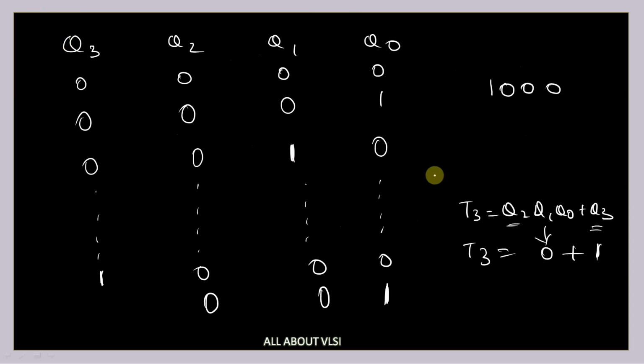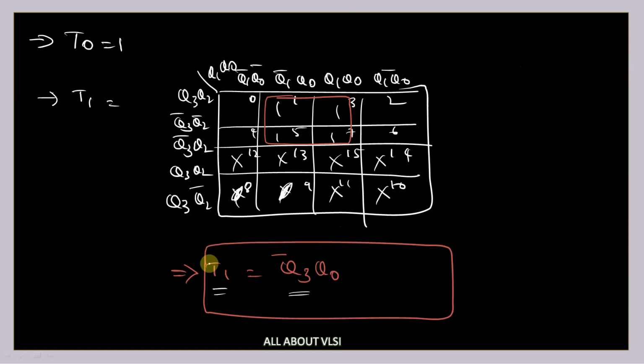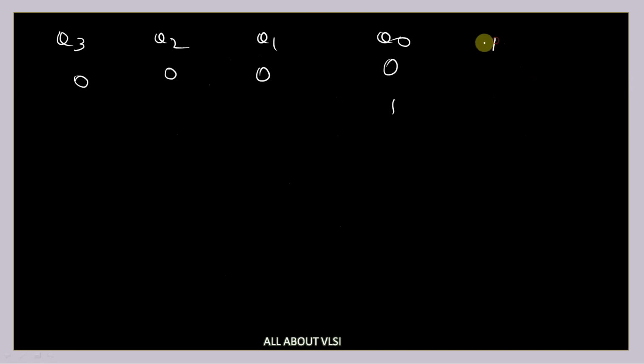If my initial value Q3, Q2, Q1, Q0 is equal to 0, 0, 0, 0, then obviously the next value of Q0 is equal to 1. Now from the equation we can get Q1. Q1 is nothing but the output of the first T flip-flop. So T1 is nothing but Q0 into Q3 bar. I will write down here T1 is equal to Q3 bar into Q0. What is Q3 bar? It is equal to 1, and Q0 is equal to 0. Output will be equal to 0. So T1 is equal to 0. So Q1 is also equal to 0.